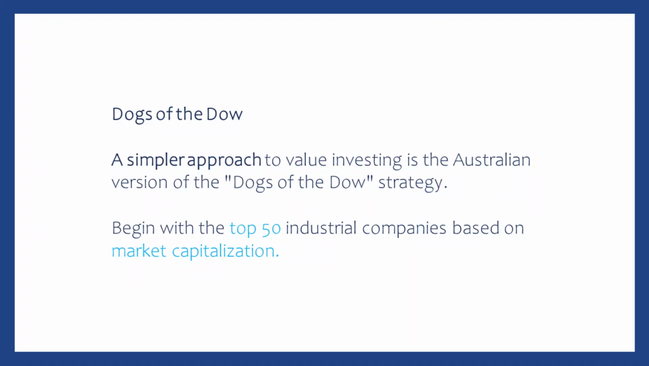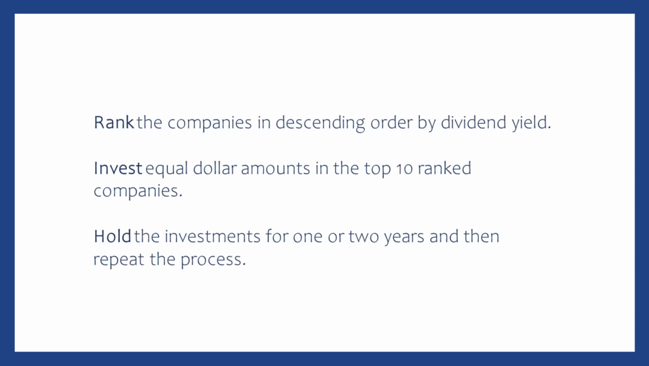Dogs of the Dow. Another simpler approach to value investing is the Australian version of the Dogs of the Dow strategy. Here are the steps involved. 1. Begin with the top 50 industrial companies based on market capitalization. 2. Rank these companies in descending order by dividend yield. 3. Invest equal dollar amounts in the top 10 ranked companies. 4. Hold the investments for 1 or 2 years and then repeat the process.